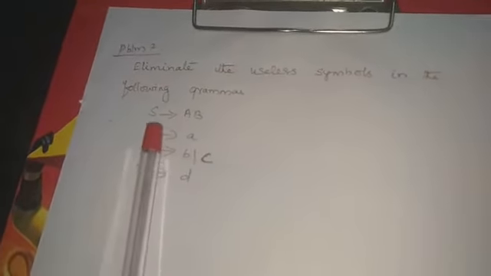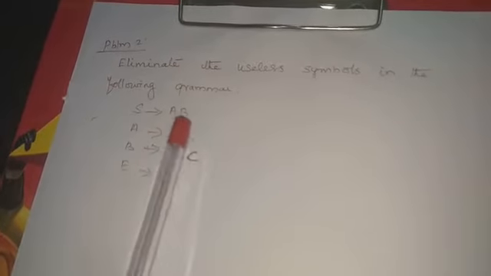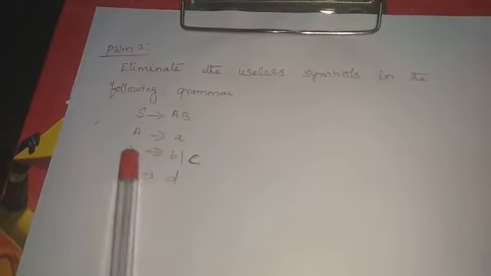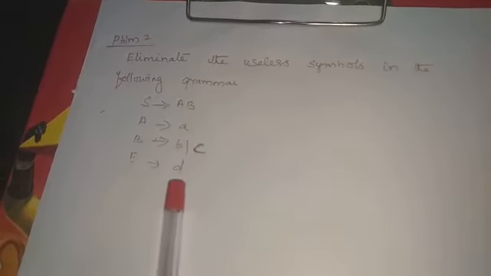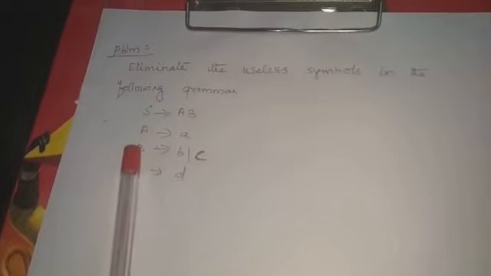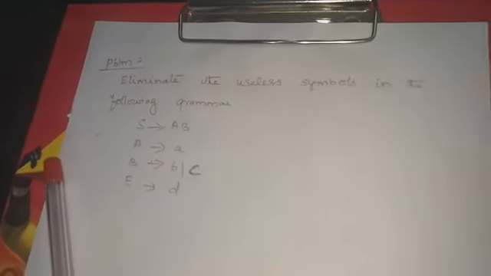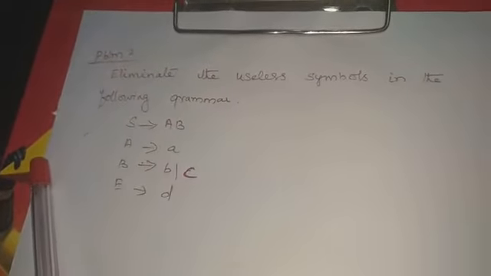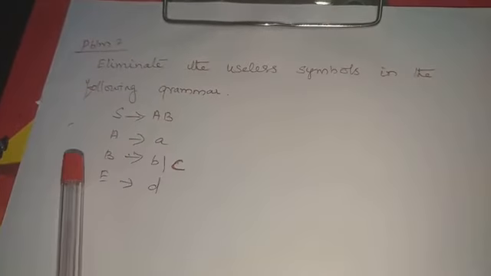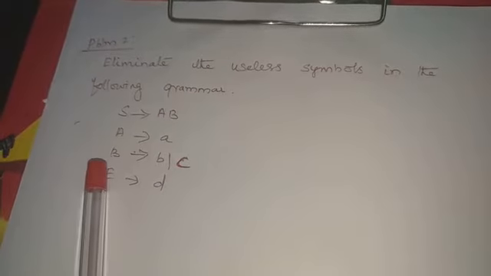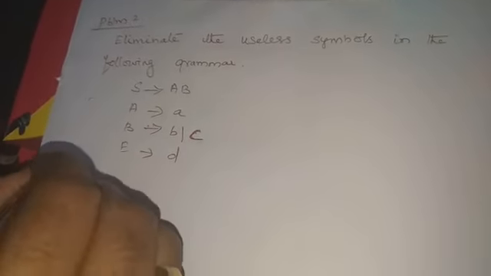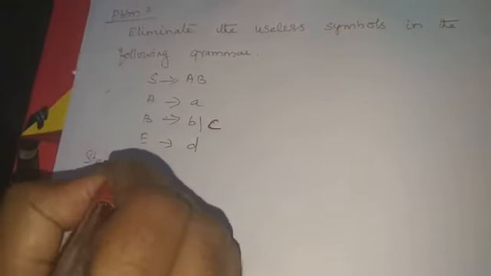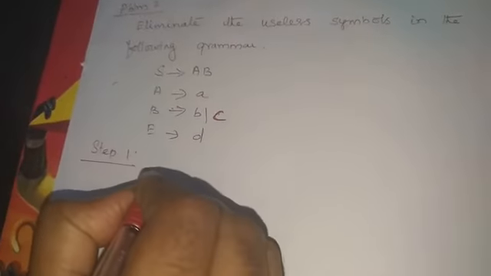This is the given grammar: S implies AB, A implies a, B implies b or C, E implies D. To eliminate the useless symbols, we discussed two algorithms in the last video. By applying the two algorithms, we have to eliminate the useless symbols. So by applying step 1, that is applying lemma 1.